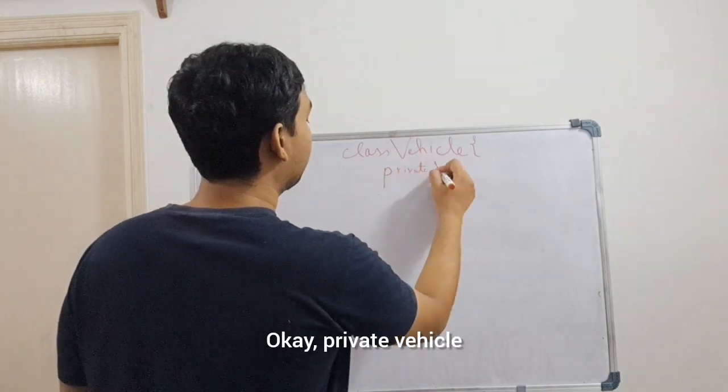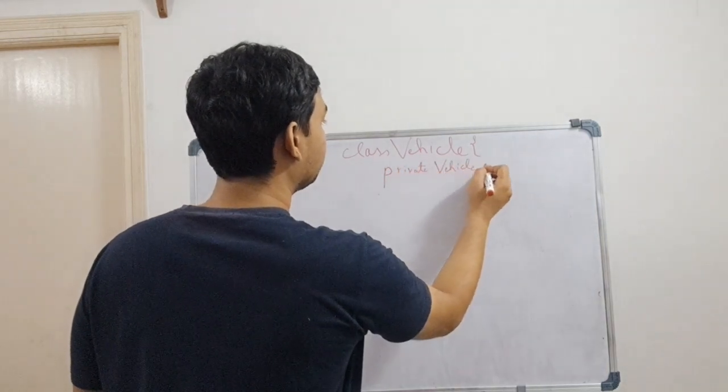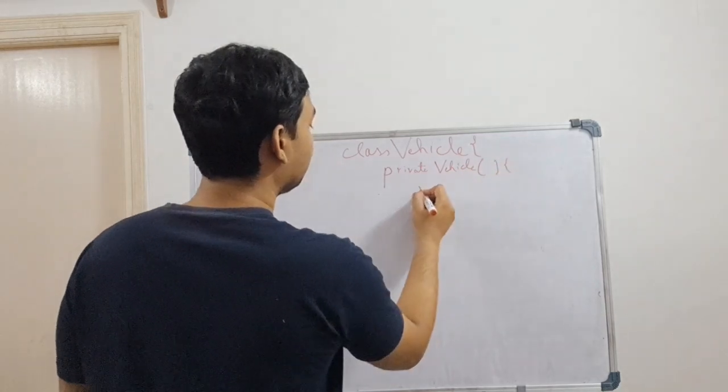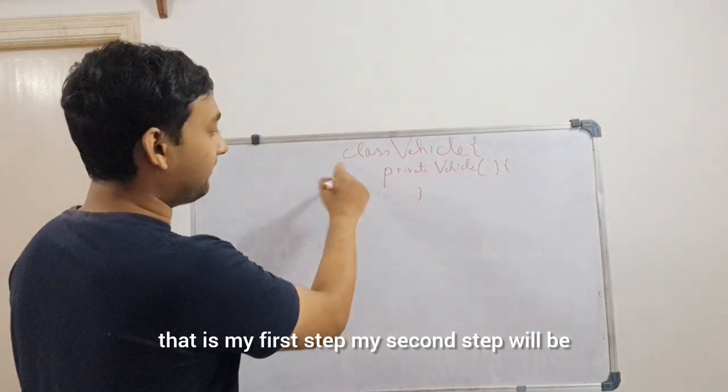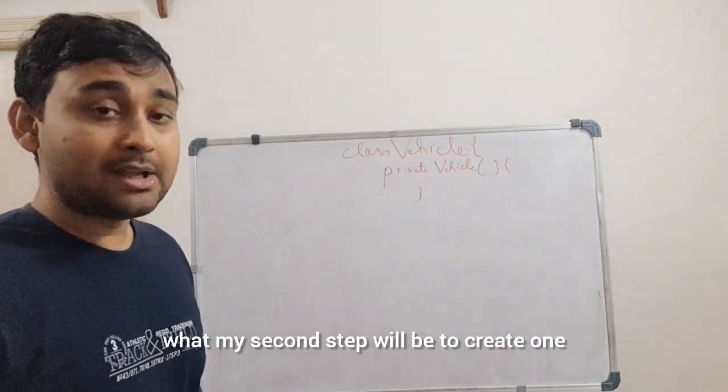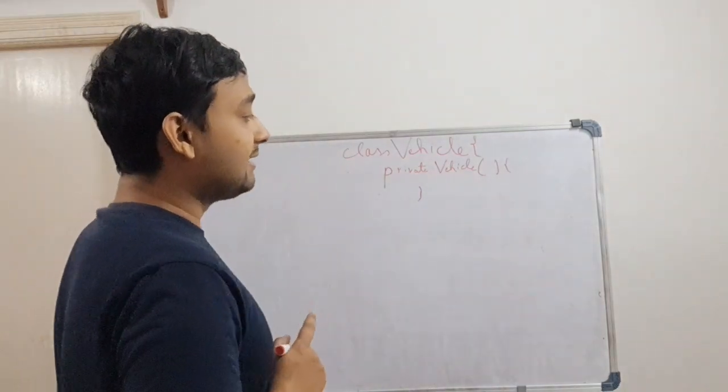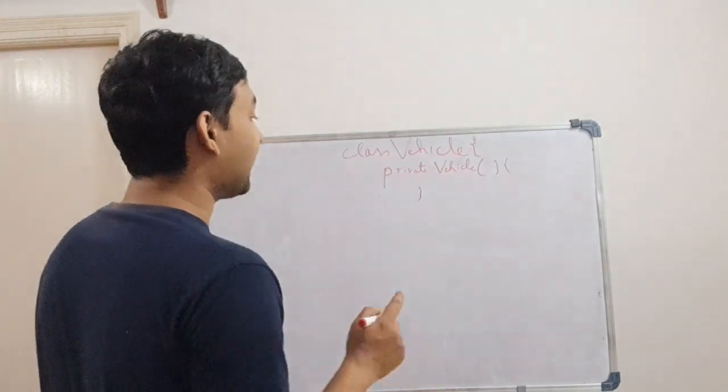Okay, private vehicle. So we have created one private constructor. That is my first step. My second step will be to create one static variable reference and assign it to null.